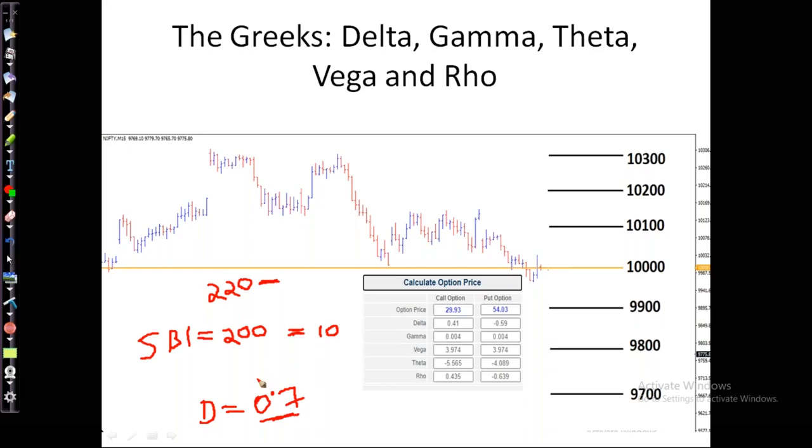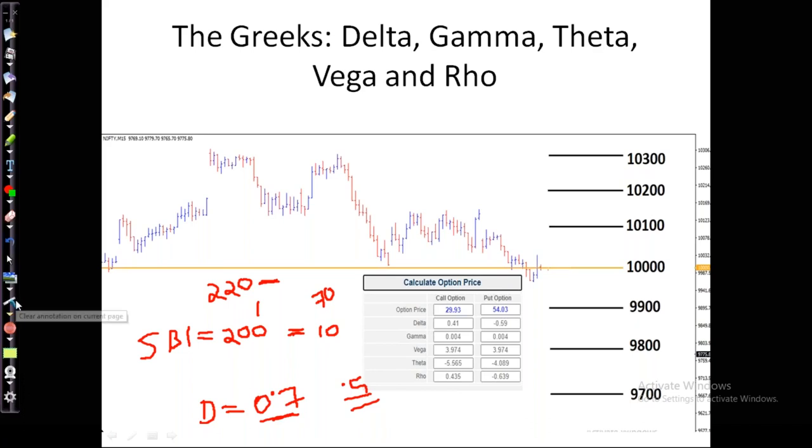It means if price goes up 1 rupee, this premium will increase 70 paisa, not exactly 1 rupee. Does it make sense? If the stock price goes up 1 rupee, your premium will increase by 70 paisa. If delta is showing 0.5, it means a 1 rupee stock price increase will increase our premium by 50 paisa. It's very simple.